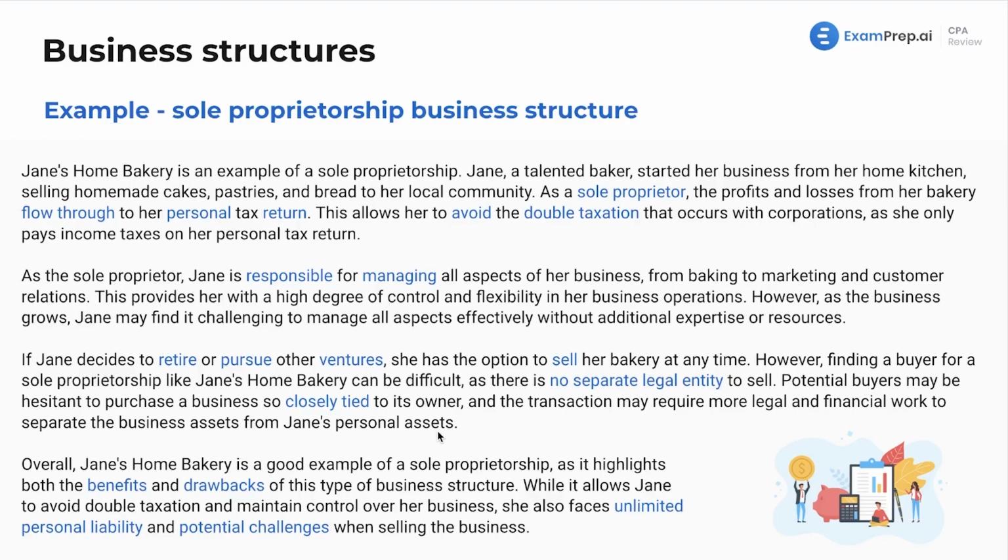Whereas if you have a separate legal entity, it's going to say that, okay, this LLC that Jane has actually owns the ovens, the cash registers, the display containers, all of that, wanting to distinguish between who owns what. That is helpful for selling the business. Now, overall, it's a good example of a sole proprietorship. It highlights the benefits and drawbacks of this type of business structure. It allows Jane to avoid double taxation, which is a great benefit, and maintain control over her business, but she also faces unlimited personal liability and potential challenges when selling the business.